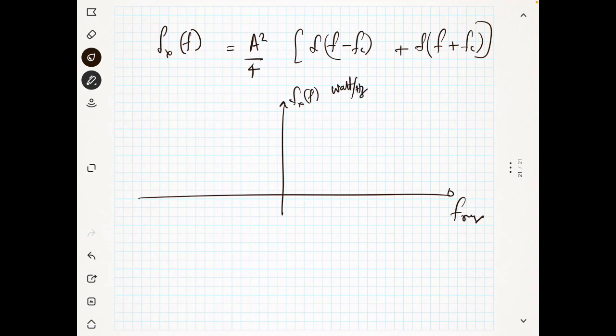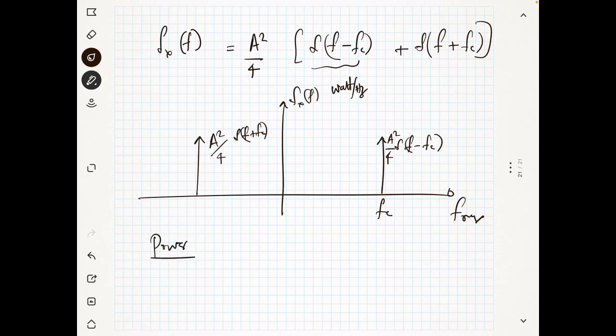Now you are getting two impulses. One is delta of f minus fc, with amplitude A squared by 4, at fc, and there is another impulse, A squared by 4 into delta of f plus fc. So this is nothing but the power spectral density. Now if you want to find the average power of the signal, you know that the power is Rx of tau at tau equal to 0. That means Rx of 0 is A squared by 2 into 1, which is A squared by 2. This is the power of the signal.